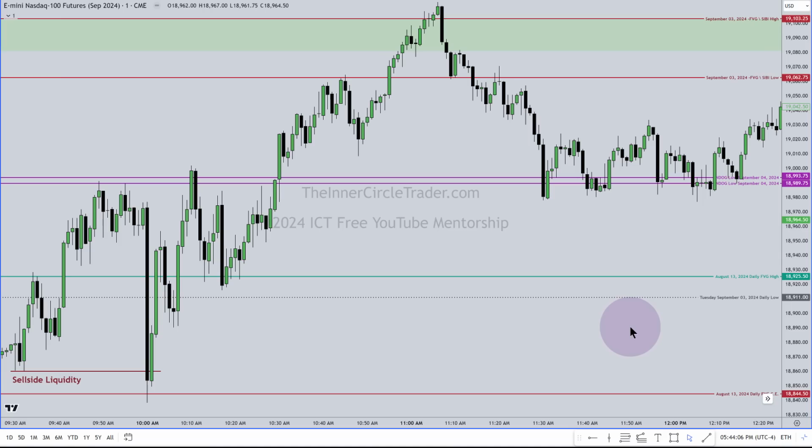So we're going to start stripping this thing down here on the 1 minute chart. Sell side liquidity pool here, and this one also being at the August 13th, 2024 daily fair value gap consequent encroachment.